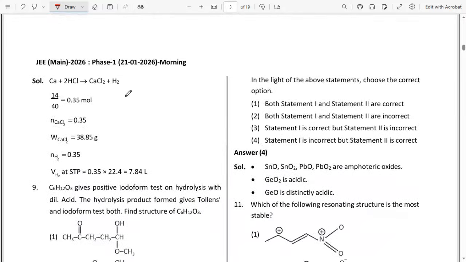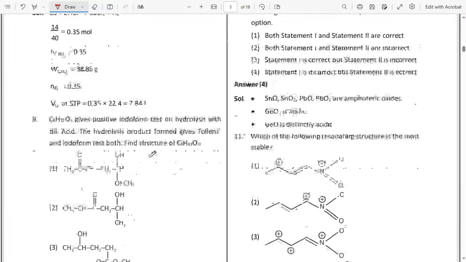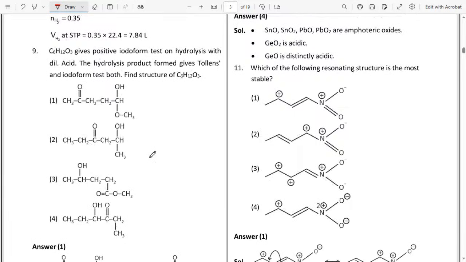The solution is given here. Yes, 14 by 40 is 0.35 mole. And calcium chloride is also 0.35 mole. So these are all correct options, but they asked for the incorrect option. So the incorrect option is option 4, students. Next, question number 9.